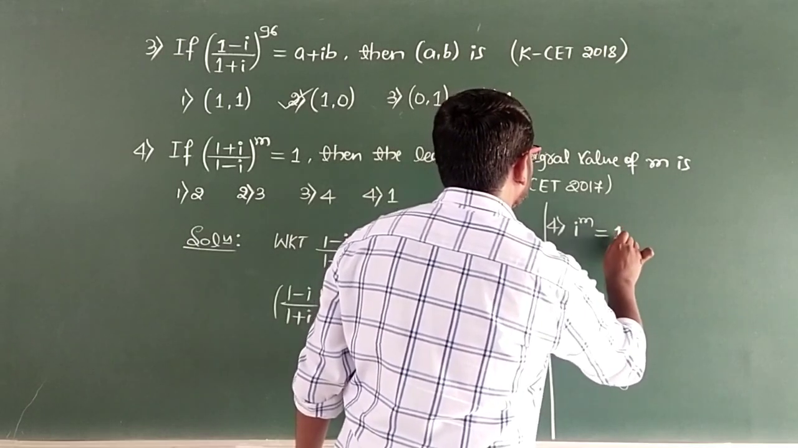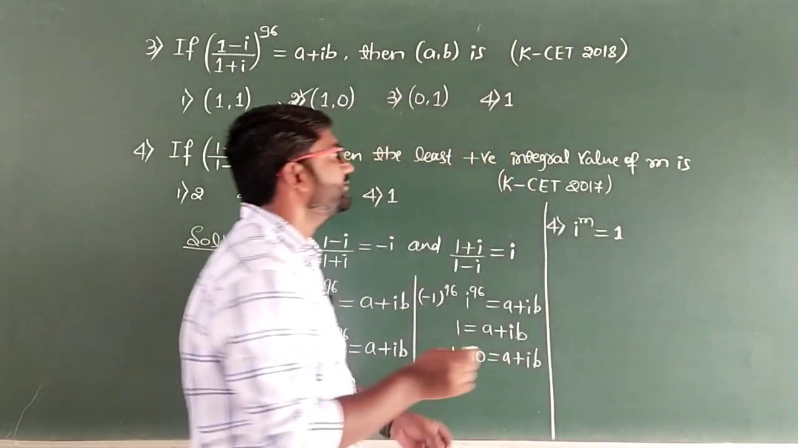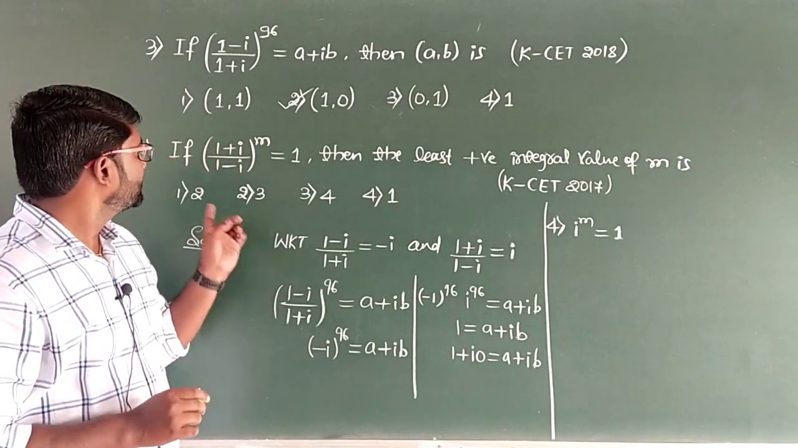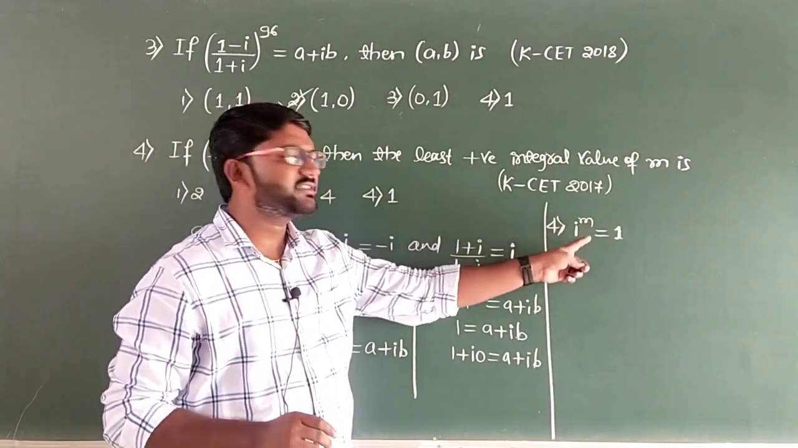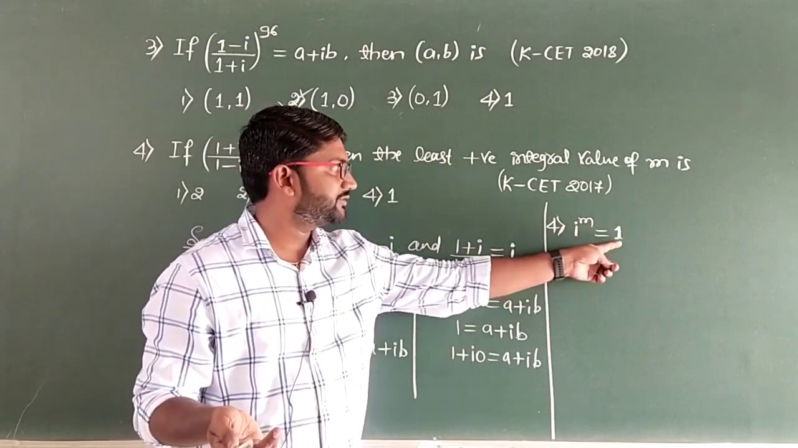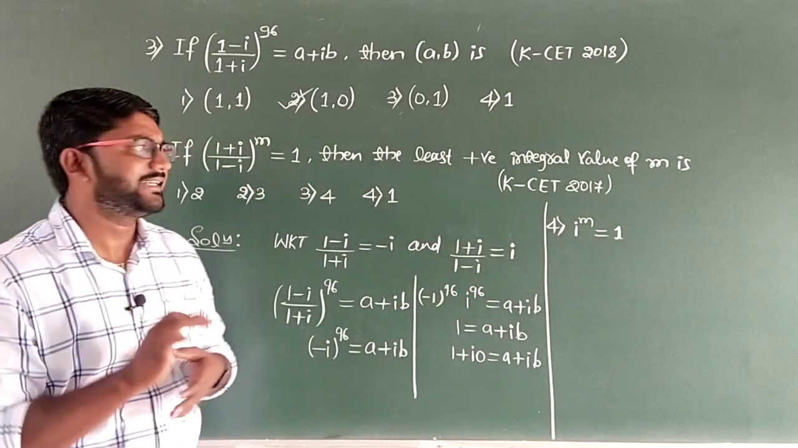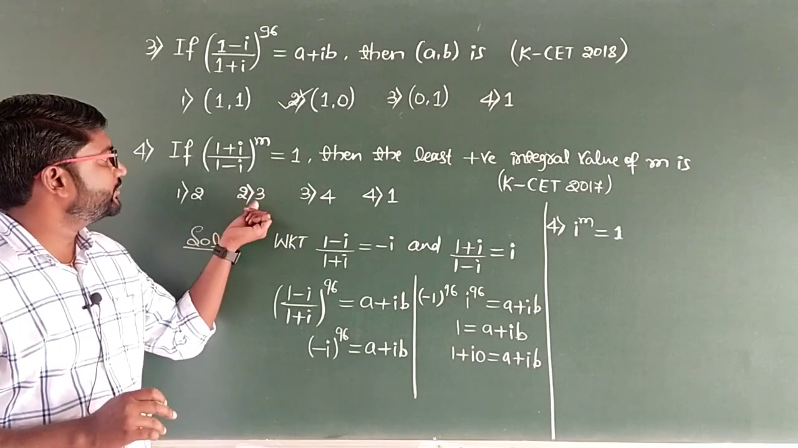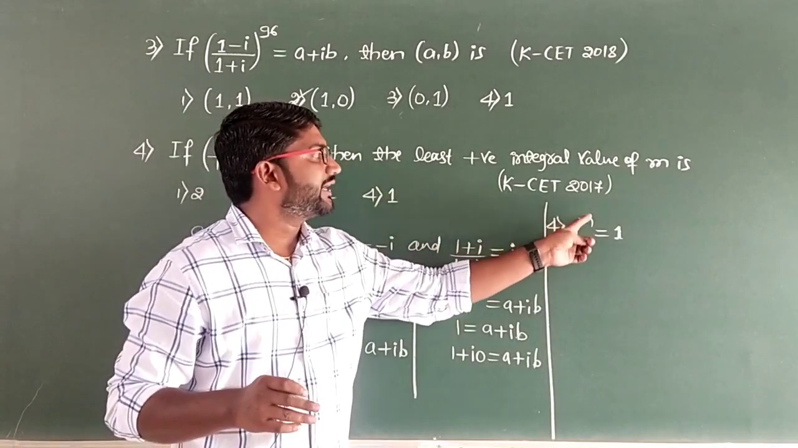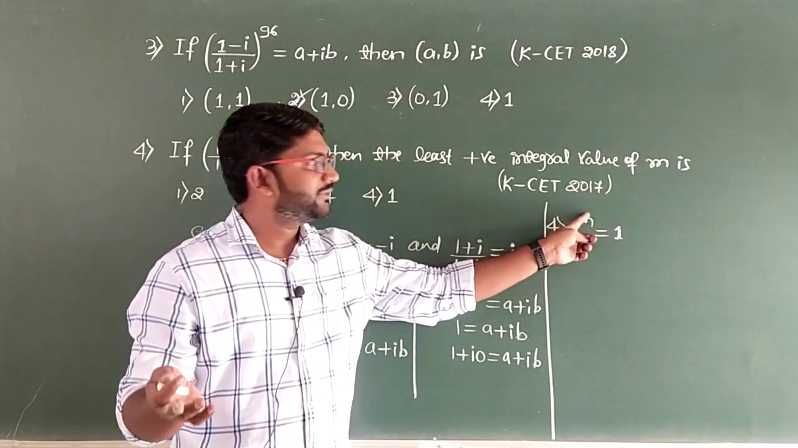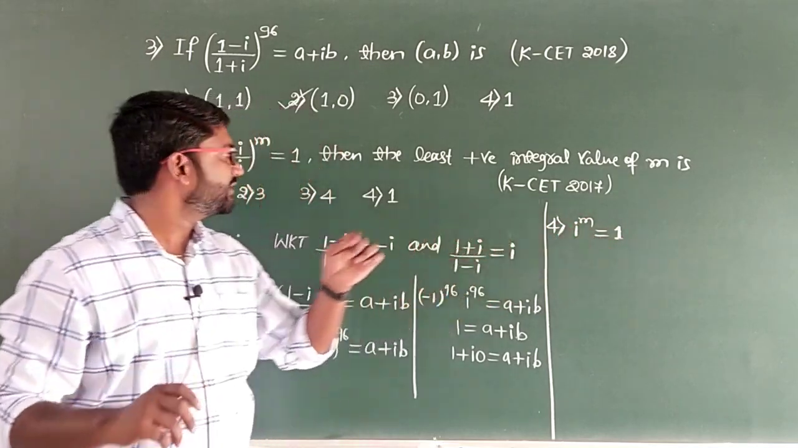Now check all the 4 options. The least integral value of m. So if we take m as 2, i square becomes i square. What is the value of i square? It is minus 1, but here it is plus 1. That means option 1 is not the right answer. Then take option 2. The m value is 3. So we get i cube. i cube value will be minus i, but here it is plus 1. Again option 2 is not the right answer.